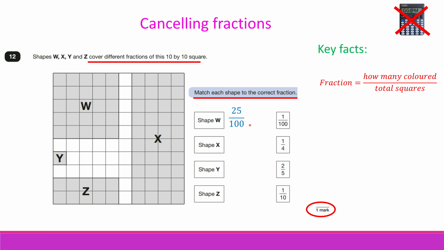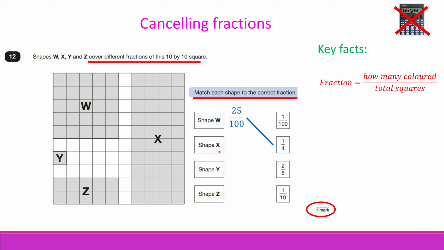Now you've got to cancel this down because none of these answers say 25 over 100. So 25 goes into 100. If you double 25, you get 50. Double it again, you get 100, which means it goes in 4 times. Half of 100 is 50, half it again gives you 25. So it's going in 4 times, which means it's the same as 1 over 4, a quarter. If I split the diagram into quarters, you can see this top left section is 1/4 of the diagram. So it is fairly straightforward to see it is 1/4 without having to cancel down the 25 over 100.